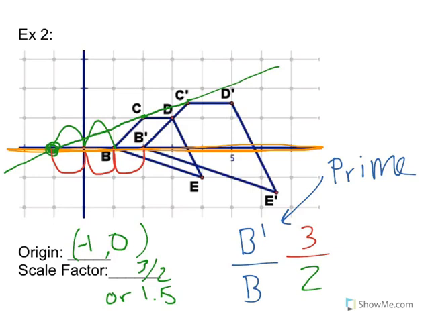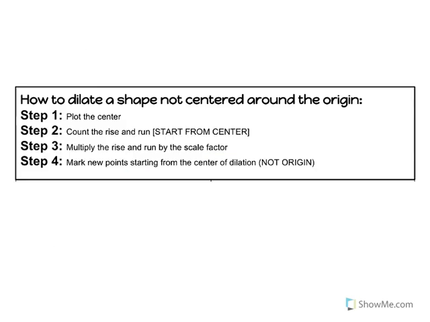Okay, now we're going to flip to the back page, and we're going to figure out how to dilate a shape that is not centered around the origin. First, you're going to plot the center that's given to you. Then you're going to count the rise over the run. You want to make sure that you start from the center when you're counting the rise over the run. That's really important.